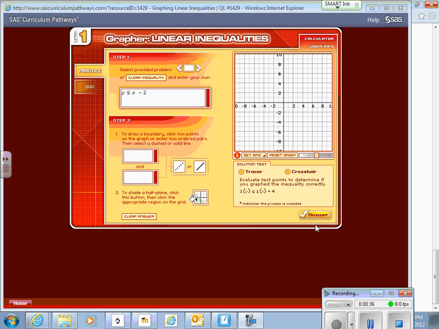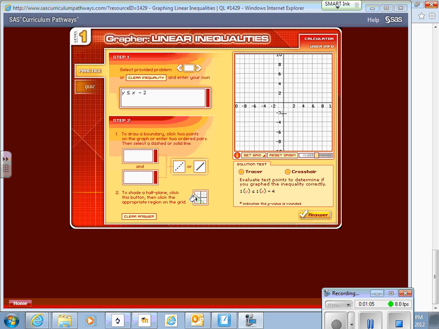Let's show you an example. Y is less than or equal to x minus 2. Well, the slope is the number in front of the x. There is nothing in front of the x, so the slope is not 0. The slope is 1. We usually don't write the 1, but we could. So the slope is 1, and the y-intercept is the other number, which is negative 2.